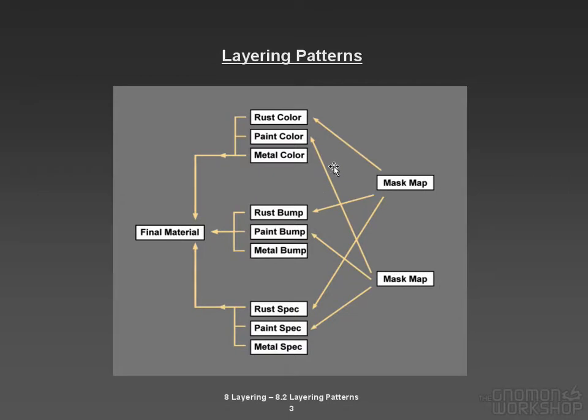For the layering patterns method, it's very similar, except instead of layering materials together, you layer the separate patterns that you have from the previous example. So you take the rust color, the paint color, and the metal color. For the rust color, you use the mask for the rust here, and then you use the mask for the paint here. These get combined, and then these combine with the color and another set of layers for the bump and another set of layers for the spec to form your final material.